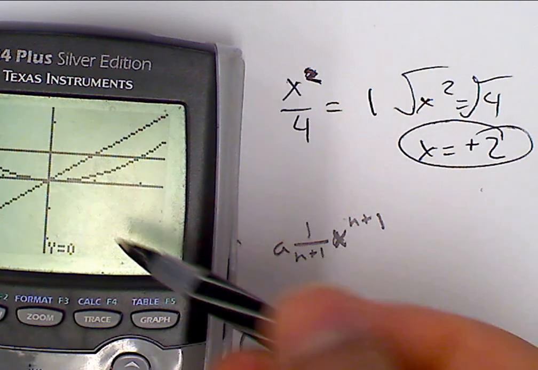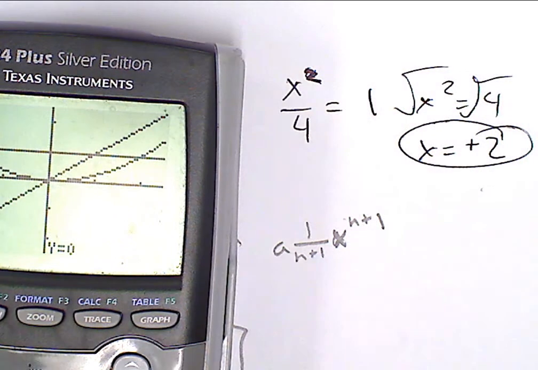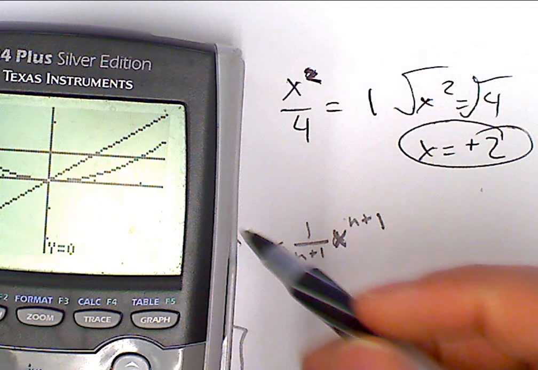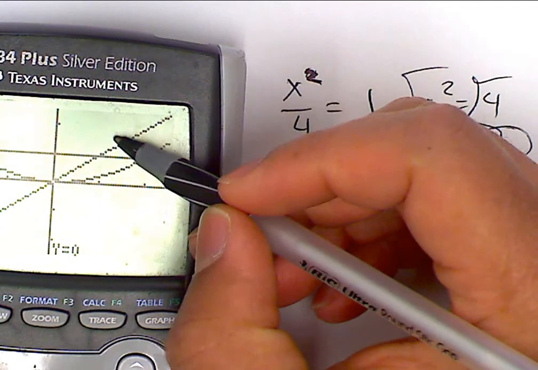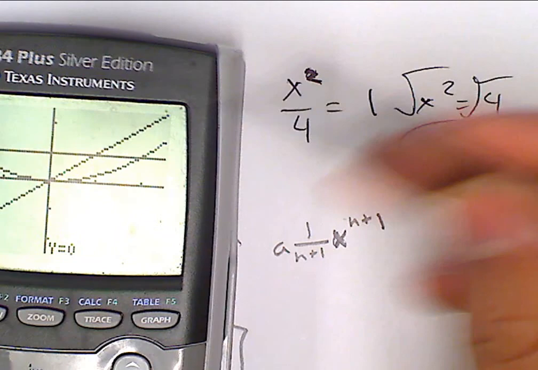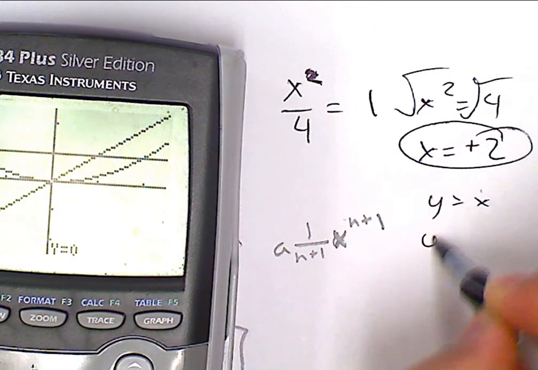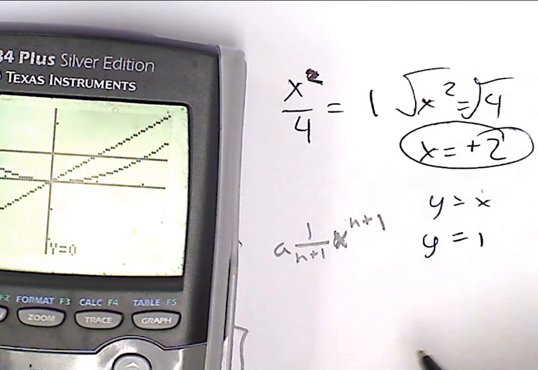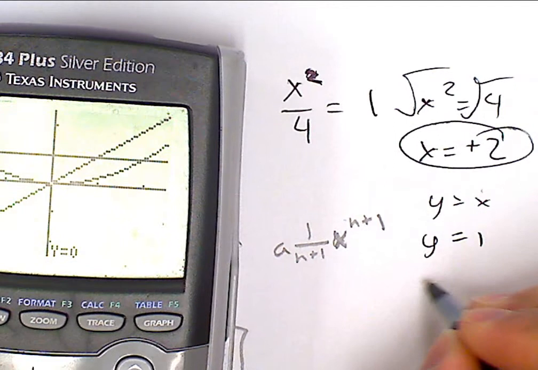All right, this is great. What do I set equal to each other? This is y equals x, and this is y equals 1. So y equals x and y equals 1. How do I find out where things intersect? I set them equal, so x equals 1.